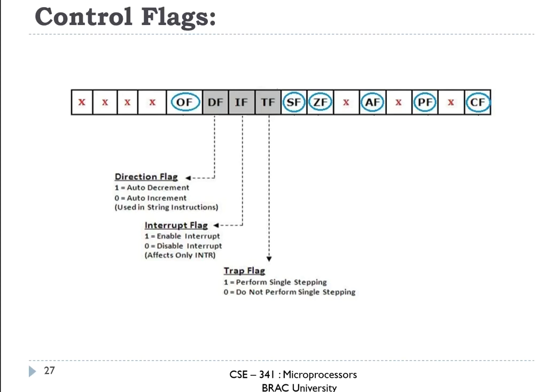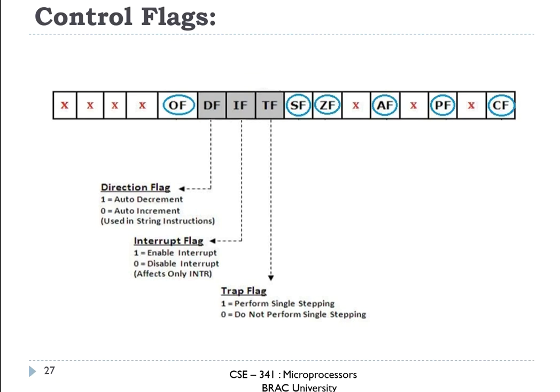Control flags are used to regulate certain operations of the microprocessor. The trap flag is useful for debugging purposes and it's used to execute the program one line at a time, thereby allowing programmers to easily find out the mistake in a certain line of program. Interrupt flag, when set to 1, allows the microprocessor to accept maskable interrupts. Otherwise, if set to 0, it ignores interrupts.